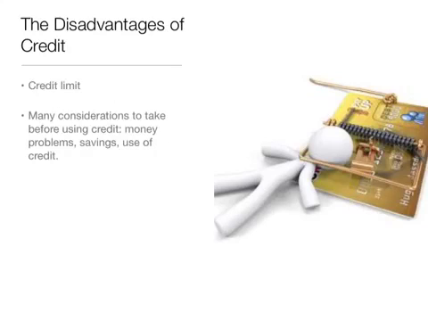Alright, the disadvantages of credit. First, there's a credit limit, which is a point where you cannot charge any more on your card. And the factors to consider before using credit: do you have the cash you need for the down payment? Do you want to use savings instead? Can you afford the item? And could you use credit in a better way?